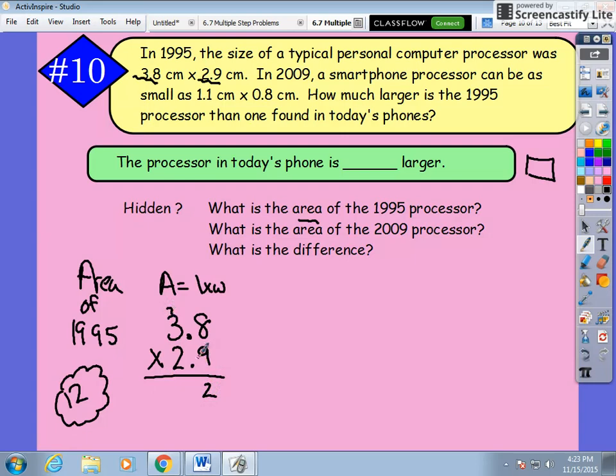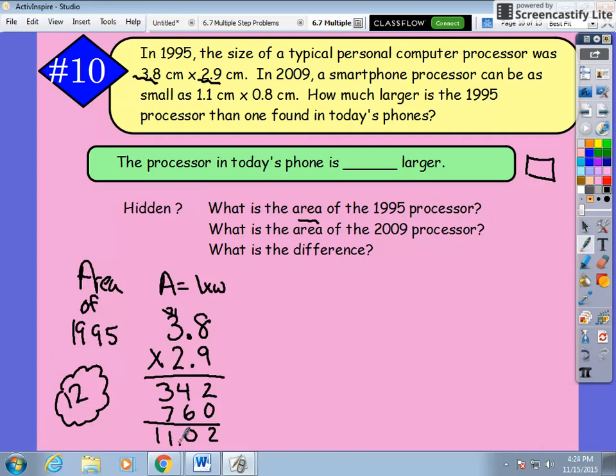Carry the 7, 9 times 3 is 27, plus 7 will give me 34. Now I'm going to put my 0 placeholder. 2 times 8 is 16. 2 times 3 is 6, plus the 1 carried is 7. So right now I have the digits 1, 1, 0, 2. I have to think about where to place my decimal point. My estimation would tell me to place it here in between the 1 and the 0.